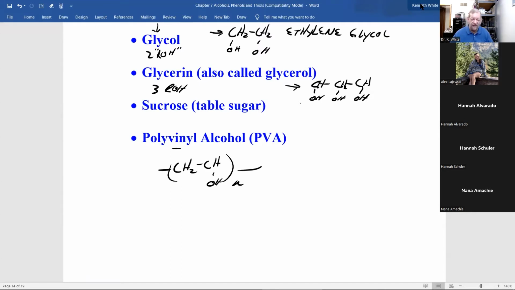And switches off. And N here, this is repeated like boxcars in a train, and is on the order of 1 million. And all of you probably have PVA in your house.